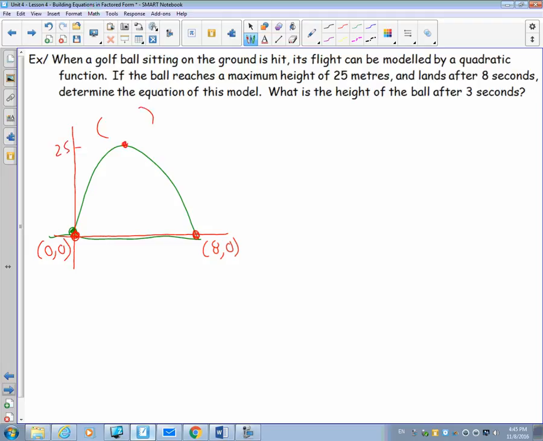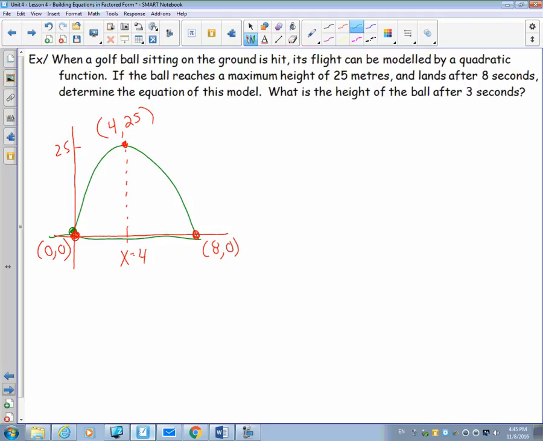Well, that's halfway between my zeros, right? The maximum is at the vertex. The axis of symmetry, halfway between 0 and 8, is 4. So I know (4, 25), and that kind of takes me back to the previous two examples. I got zeros, I got a point, I can figure out an equation.